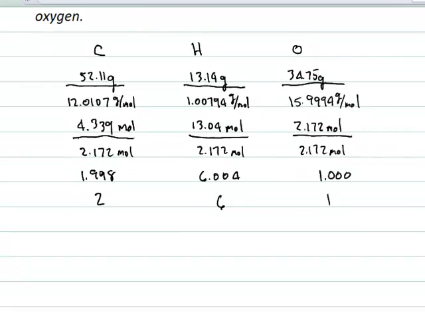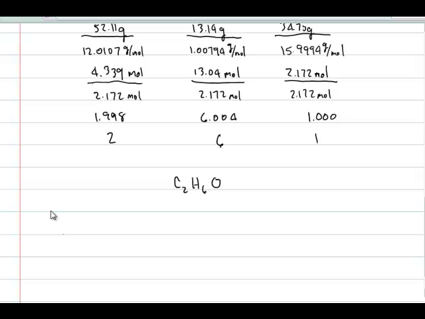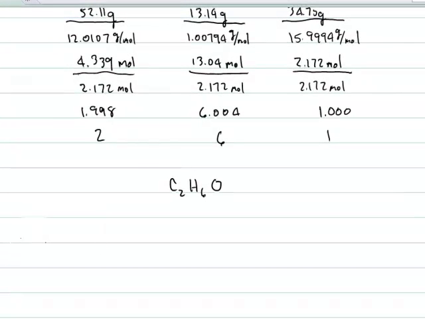And so now we can write our formula here as C2H6O. That would be the empirical formula for that compound. All right, now let's take a look at how we can use this information to calculate a molecular formula.